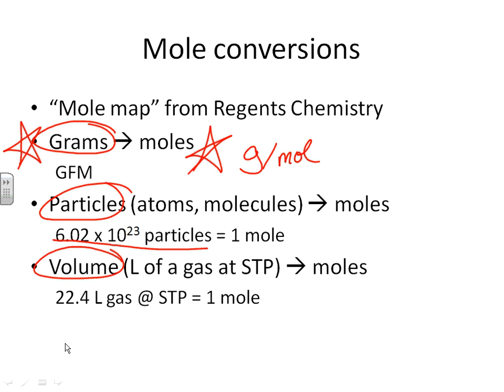And then the final one, volume to moles. The thing that I want to, again, emphasize about this one, this is not volume of anything. It is a very particular type of volume. It has to be a gas, it has to be at STP, and it is only for liters. So 22.4 liters of a gas at STP is equal to 1 mole of that gas. If we are not at STP, we cannot use this. If we do not have a gas, we cannot use this.